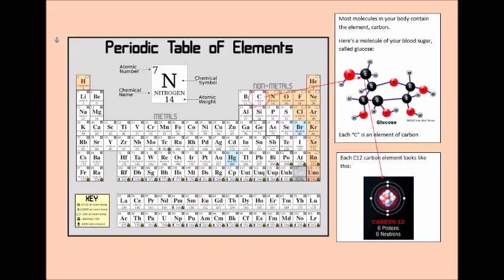Of all the elements on Earth, seen here in the periodic chart, perhaps carbon is the most important. It's found in most cells in plants and animals. Without carbon, there would probably be no life on Earth. Here I illustrate a molecule of blood sugar called glucose containing 6 C12 carbons.